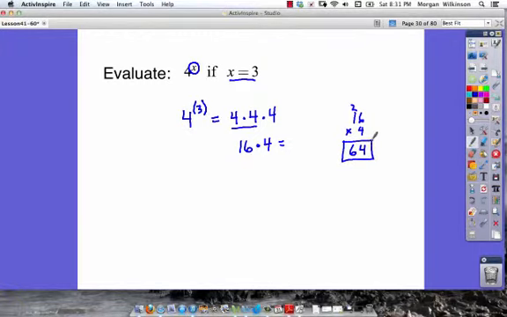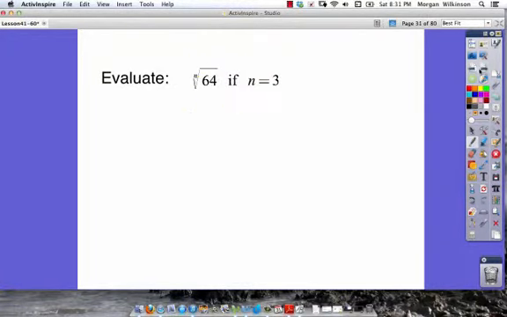We've got it right here. We could box it, and we're done with our problem. We've evaluated 4 to the xth power if x is equal to 3 by using substitution within parentheses. Let's move on to our next problem.